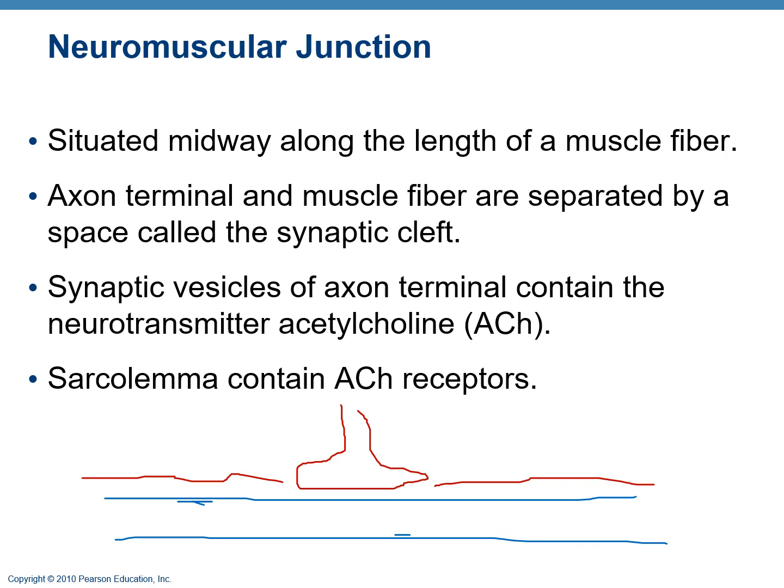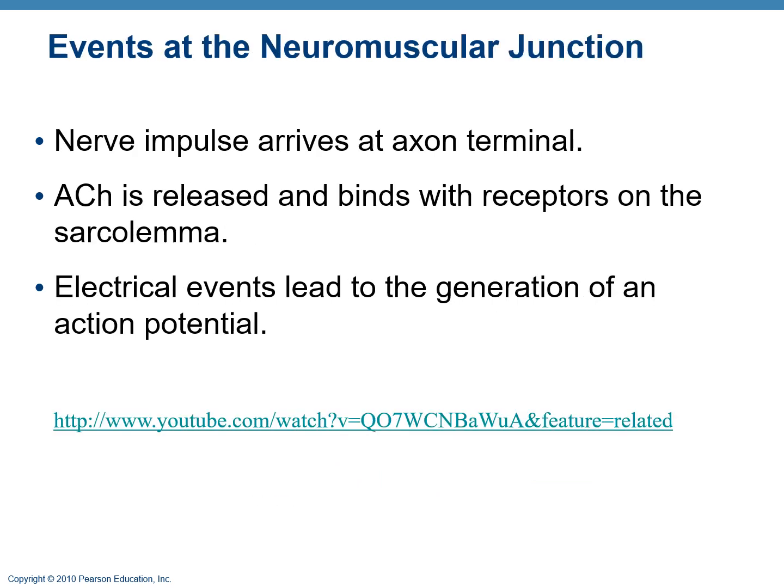The axon terminal and muscle fiber are separated physically by a small fluid-filled space called the synaptic cleft. Synaptic vesicles are released from the axon terminal and they contain the neurotransmitter acetylcholine. The sarcolemma, the muscle cell membrane, happens to contain acetylcholine receptors. When a nerve impulse arrives at the axon terminal, acetylcholine is released from those vesicles and binds with receptors on the muscle cell membrane, the sarcolemma.